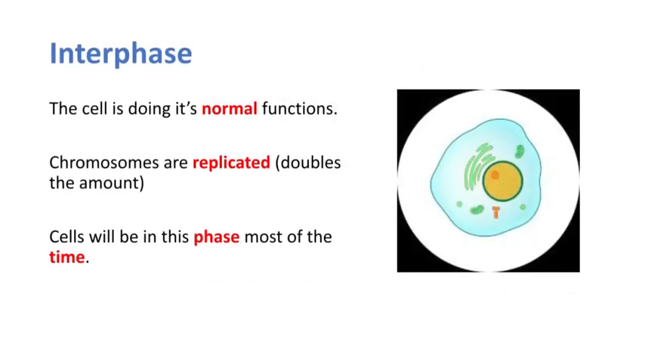So step 1 in mitosis is called interphase. This is when the cell is just doing its normal function. It is going to spend over 90% of its life in interphase. The chromosomes are replicated and they double the amount, okay? This is where it's just starting to get ready for things. Cells will be in this phase for most of the time.